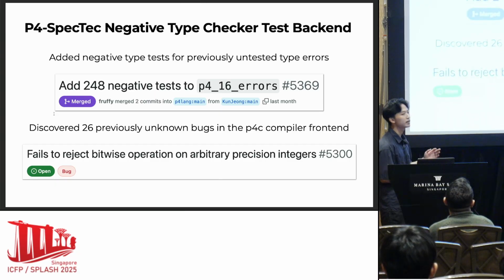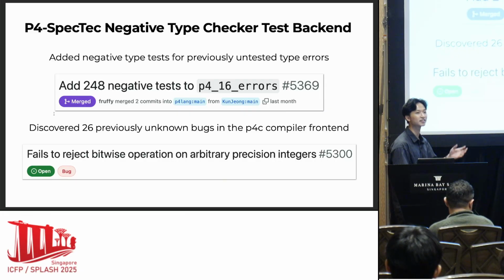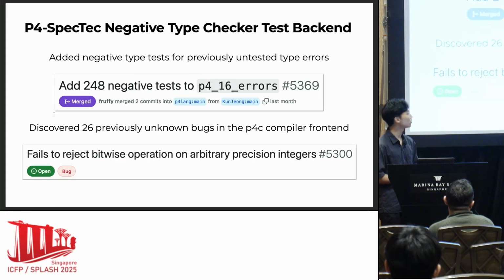We also have a test generation backend specialized for negative type checker tests. We generate deliberately ill-typed programs to uncover various type errors that can occur in the type system. While we do not discuss the details of the test generation strategy, with our test generation backend, we added 248 negative tests to the P4C reference compiler's test suite, which test previously untested type errors in the type system. And with the generated tests, we also discovered 26 previously unknown bugs in the P4C compiler frontend, even including soundness bugs where the compiler erroneously accepted ill-typed programs.